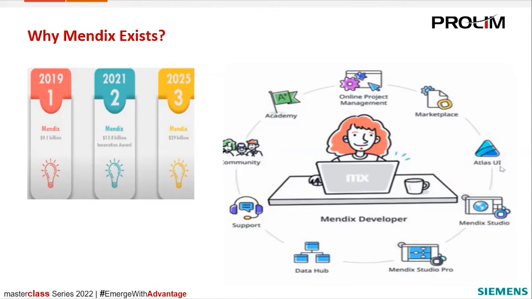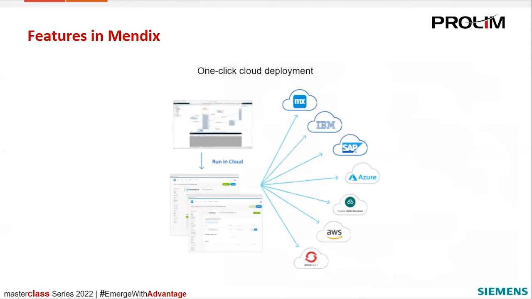Moving on to the next slide. Some of the features in Mendix is one-click cloud deployment. For one-click cloud deployment, we would otherwise need Azure or AWS to deploy the project or application, and we need to pay for them, right? For security or something like that, we need to pay for them. But in Mendix, we have its own cloud. That is the biggest advantage, and everything is present inside Mendix.